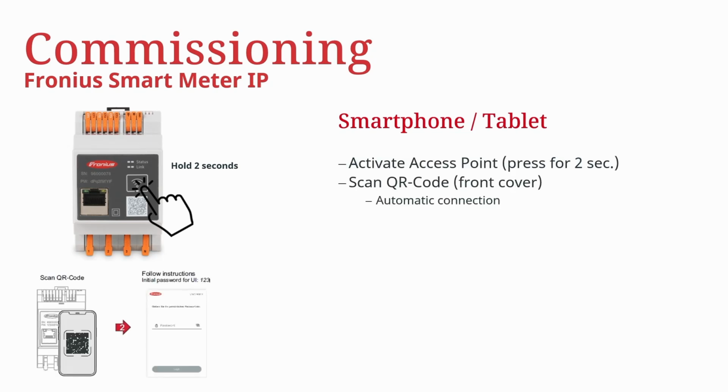After that, you need to scan the QR code that you can see on the front side of the Smart Meter IP. Then your device will be connected automatically with your Smart Meter IP.